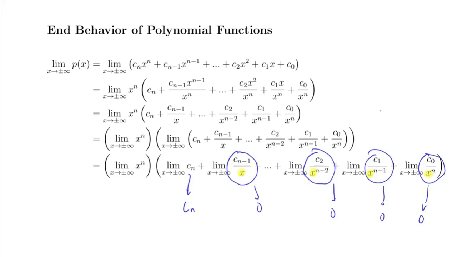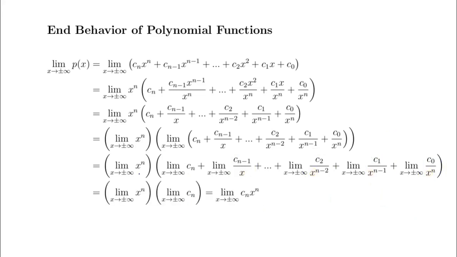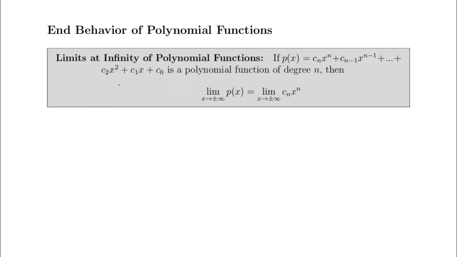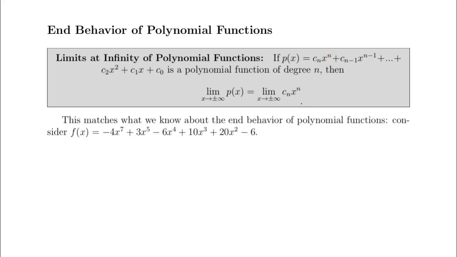Well, that's pretty great, because what that means is that we just have these two limits multiplied together. I'm going to pull my limit statement back out front, and we'll notice that we're just left with the limit of the biggest term, the nth degree power function. Okay, so what does this actually mean? This means that for polynomial functions, if you're looking at a limit at infinity, we can really just focus on the largest exponent term.